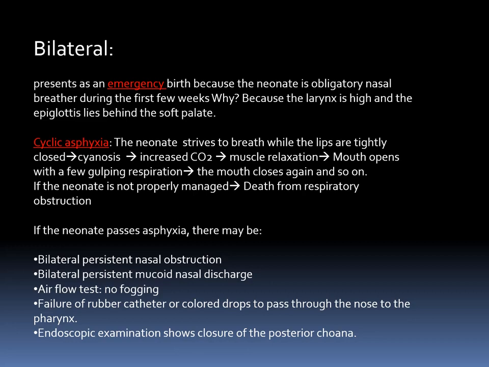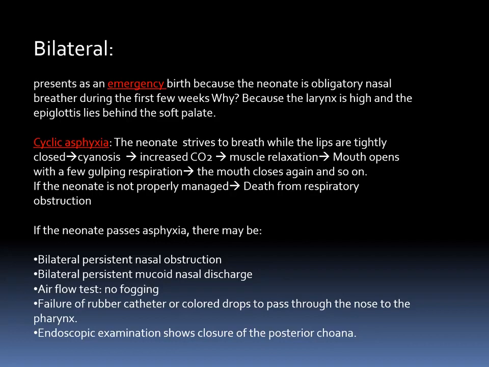If the neonate passes the asphyxia, which is rare, the patient will have bilateral nasal obstruction, bilateral persistent mucoid nasal discharge, the airflow test shows no fogging, failure of passage of a rubber catheter or nasal drops through any of the nostrils, and endoscopic examination shows closure of the posterior choana. Usually you don't see that because it's an emergency. This is a very important condition.